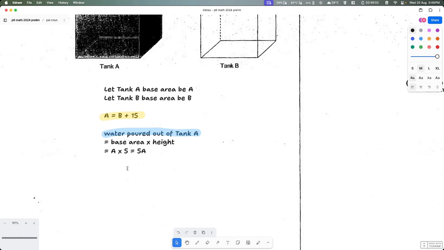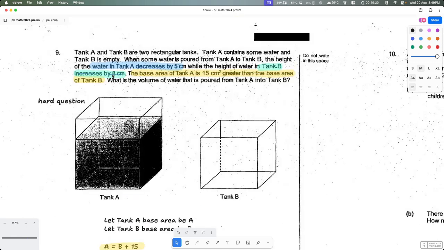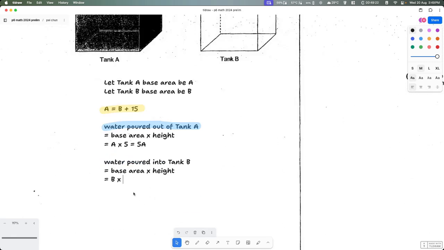So water poured into tank B is equal to base area times height again as well, which is equal to the base area for B, which is B, times 8 centimeters. So we just put 8, this will become 8B, right? And then let me just highlight that as well.